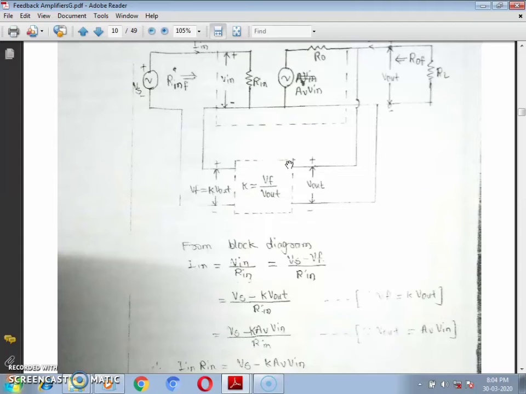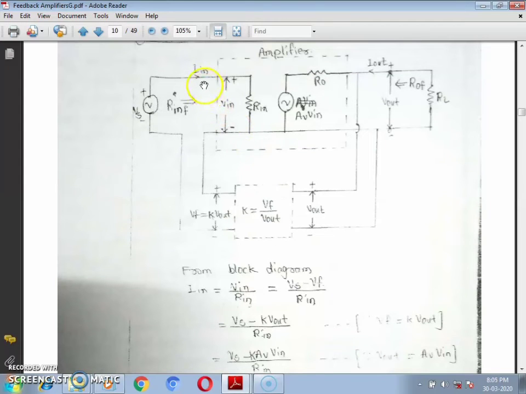From the block diagram, it is seen that the input current Iin is nothing but the drop available at this point and the resistance offered by this one. So Vin divided by Rin is the input current. But what is Vin? Vin is nothing but the voltage available at this point, which is the source voltage and the output of the feedback network Vf. So if we trace this total loop, Vin can be replaced as Vs minus Vf. But Vf is the output of the feedback network, which is given as KVout.